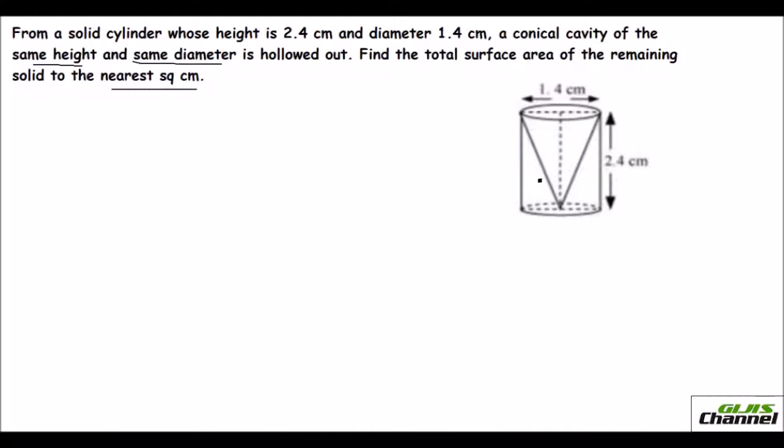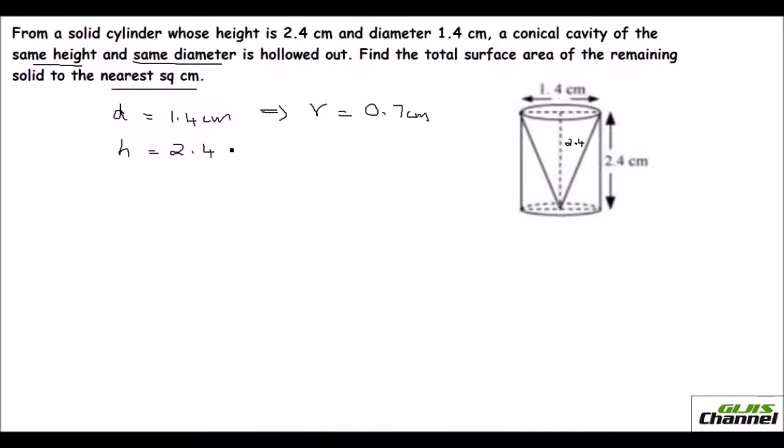Understood? So here they have given you the height of the cylinder as 2.4. The height of the cylinder and the cone is the same. Okay, the cone's height is also 2.4. And the radius of the cylinder, the diameter is given. Diameter is given as 1.4 centimeters. So that implies your radius is equal to half of it. So that is 0.7 centimeters. Okay. And for both the height is given as 2.4 centimeters.